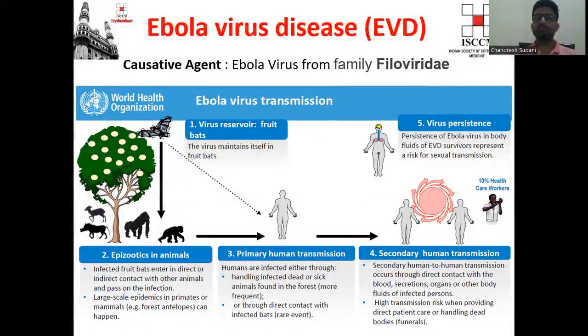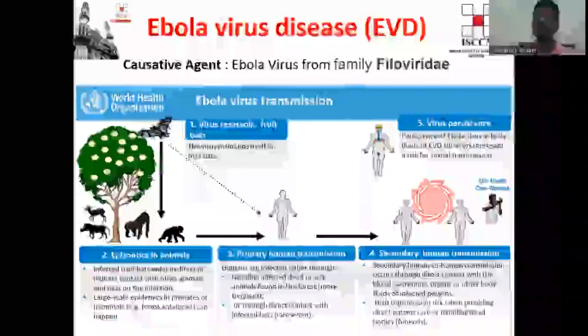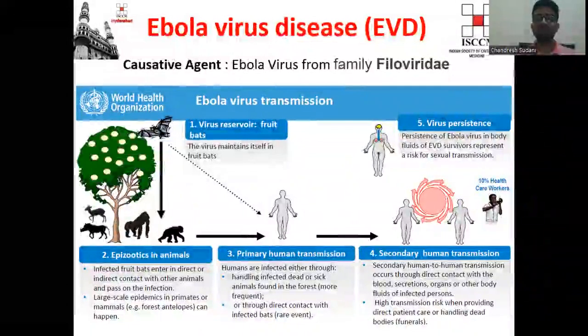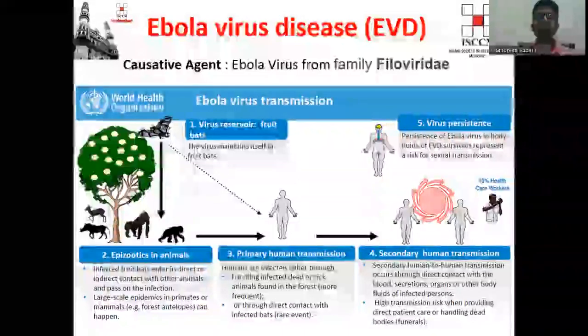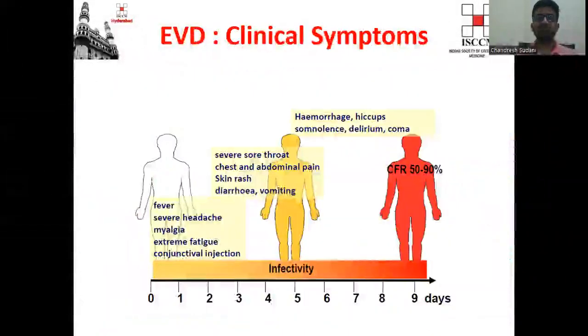And this Ebola virus can persist in the body fluids of patients who survive this infection for a longer time. Particularly, there is a high risk of sexual transmission of this disease even after the patient has recovered from Ebola virus disease. Now again, if you look at the infectivity period, particularly in the first 10 days, the patient can be more infective. In the initial few days, the patient will suffer from fever, severe headache, myalgia, extreme fatigue, and conjunctival injection.